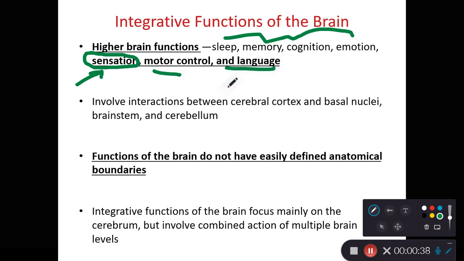These functions are going to be located primarily within the cerebrum. The cerebral cortex and the basal nuclei, brainstem, cerebellum, all these different parts of the brain need to interact with each other for these to work. And I can't emphasize this enough. There is no discrete anatomical boundary for most of the higher functions of the brain. They're kind of blended throughout. Our integrative or higher functions of the brain focus mostly on the cerebrum. It does involve different parts of the brain that we've already talked about previously in other recordings: the brainstem, the cerebellum, the diencephalon.